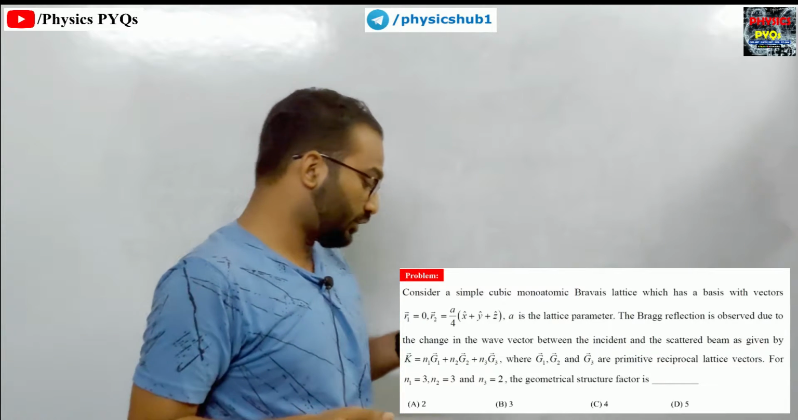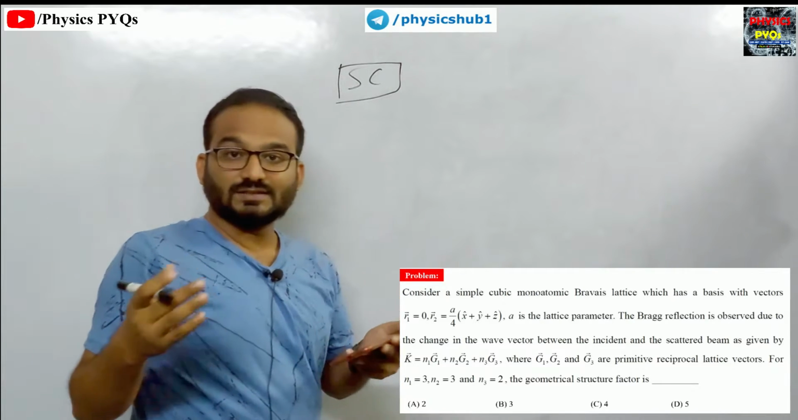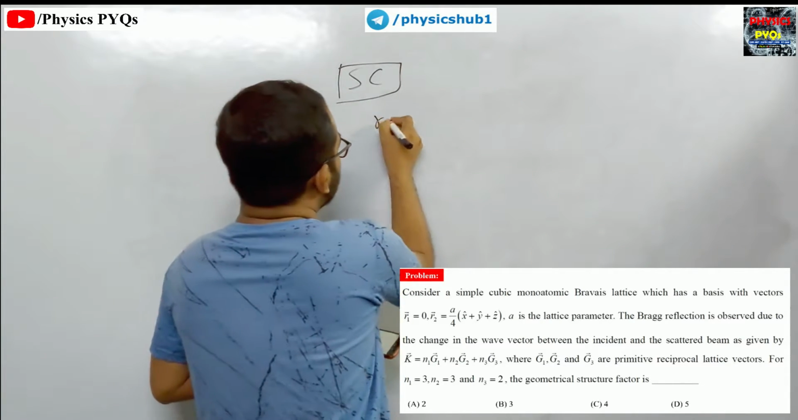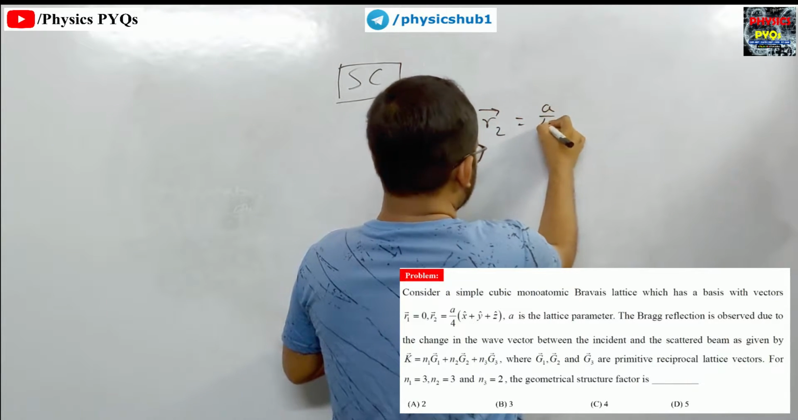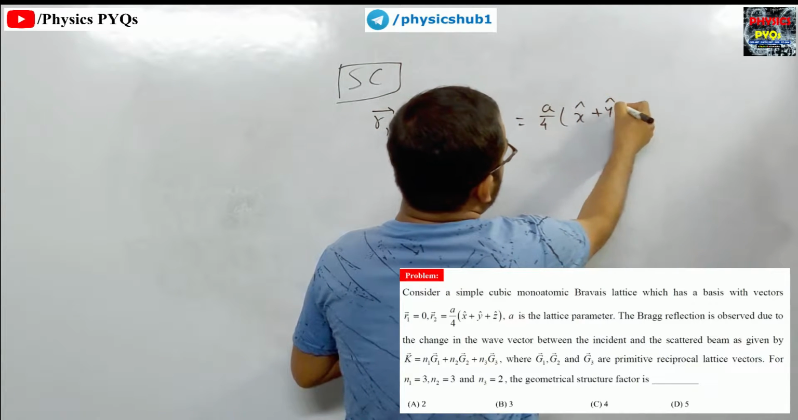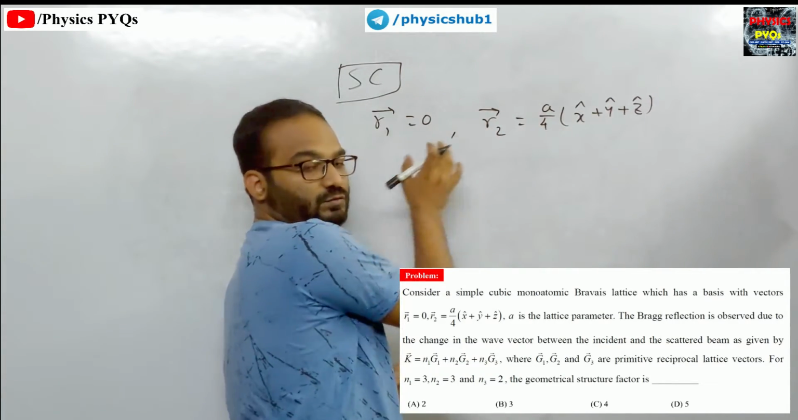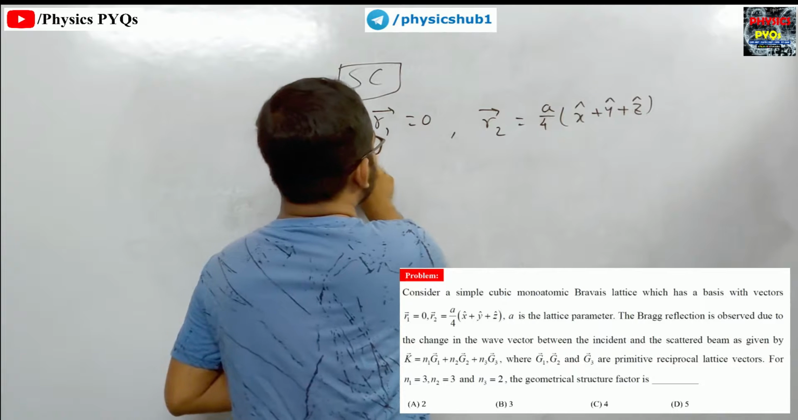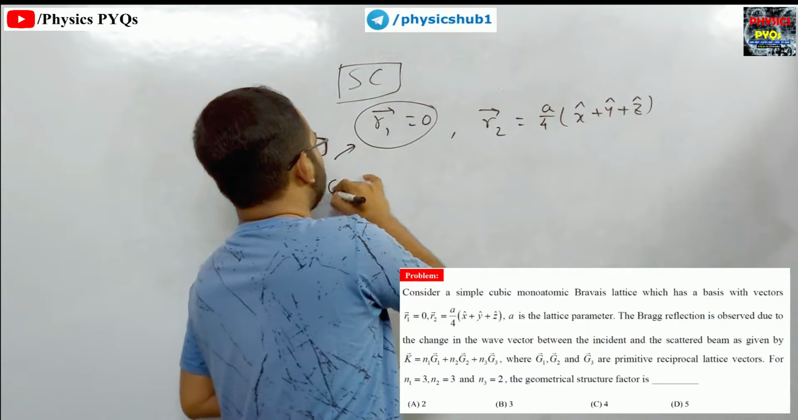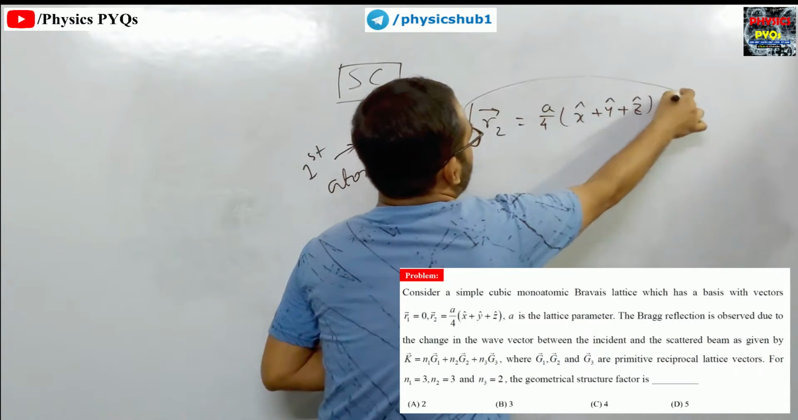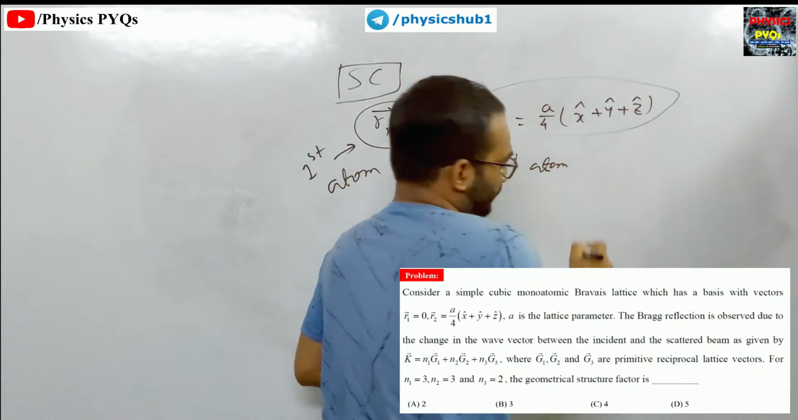Consider a simple cubic monoatomic Bravais lattice, which has a basis with vectors R1 equals 0 and R2 equals a by 4 (x cap plus y cap plus z cap). As I told you, i extends from 1 to n, so i is 1 and 2. The first is the position vector of the first atom, and this is the position vector of the second atom. So you get u, v, w for both the atoms.